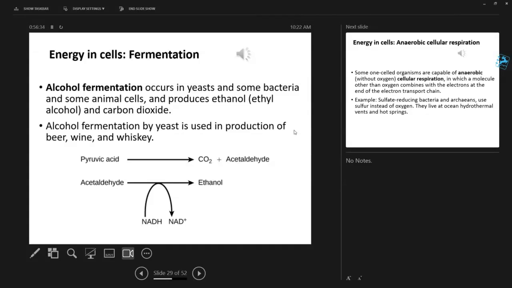Beer is carbonated. Where does carbonation come from? Halfway through the fermentation, you put the beer in bottles with caps on them, and then that allows the carbon dioxide to build up and carbonate the beer. Same with champagne, it's carbonated. Wine and whiskey, we just don't seal it. Just let the carbon dioxide escape, so it's not carbonated.